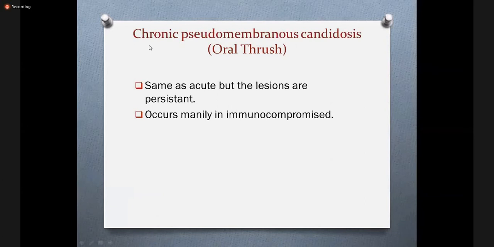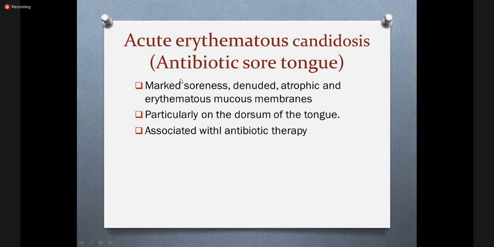Chronic pseudomembranous candidiasis is the same as acute, but it is persistent and occurs mainly in immunocompromised patients. Acute erythematous candidiasis, antibiotic sore tongue, because it is usually caused by prolonged antibiotic treatment. Marked soreness, red atrophic and erythematous mucous membrane, particularly on the dorsal surface of the tongue, associated with antibiotic therapy. This is, okay?